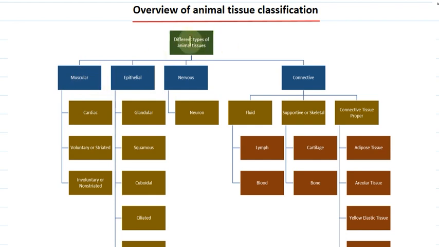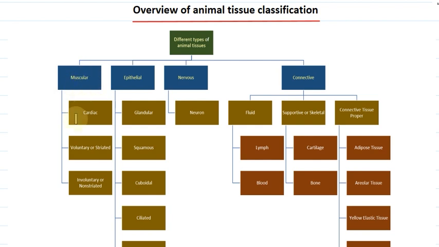So there are different types of tissues present in animals. The four different types of animal tissues are the muscular tissue, epithelial tissue, nervous tissue and connective tissue. So what are muscular tissues? First we will study about this. Muscles which contract and relax to make movements of our body possible are made up of these muscular tissues.